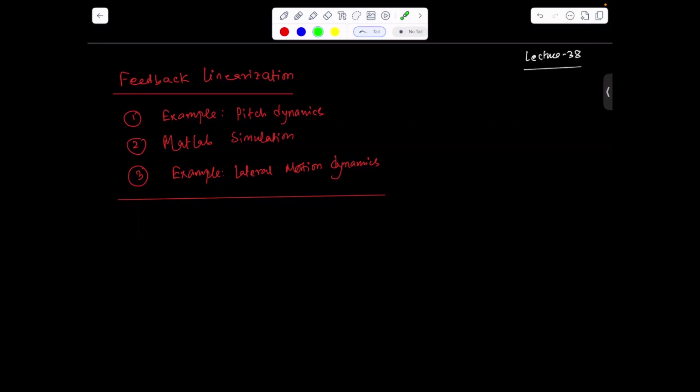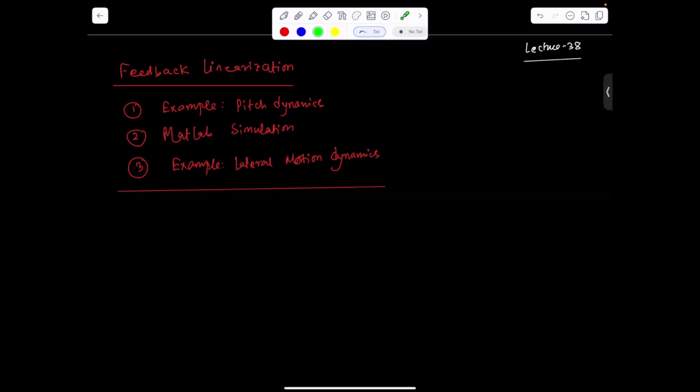Hello everyone. In today's lecture, we'll be covering the pitch dynamic motion of the aircraft, how we can design the control for the pitch dynamic motion, and also we'll have the MATLAB simulation for the same example. And finally, we'll see how we can design a feedback linearization control for the lateral motion dynamics of an aircraft. So let's start the example. We'll take a simple example and also we'll have the MATLAB simulation code for the same.